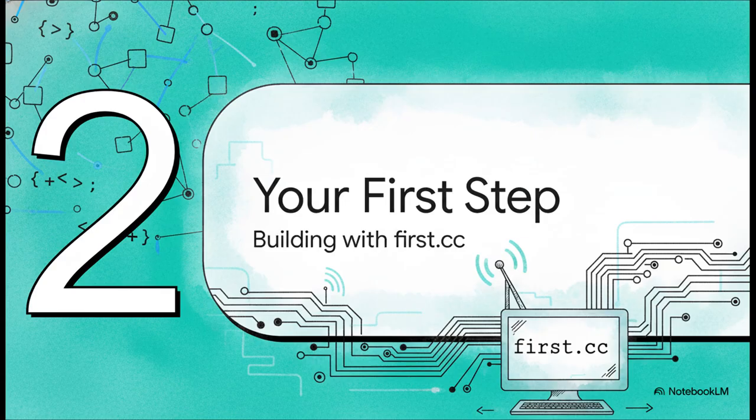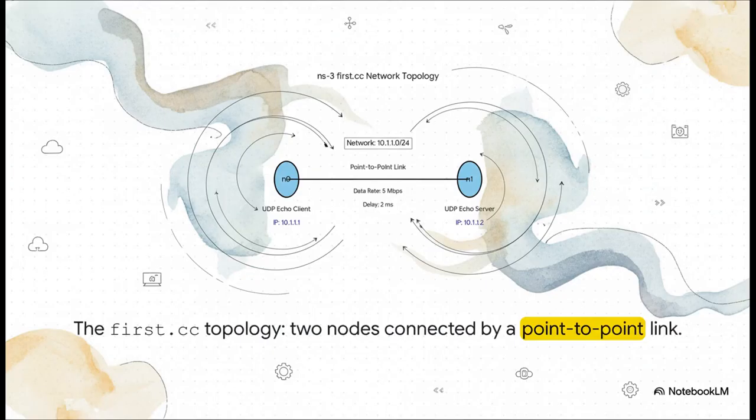This is our first major milestone, and we're going to use the hello world of NS3, a script called first.cc. Here it is. This is the network we're about to build. It's as simple as it gets. Just two nodes, we'll call them N0 and N1. Node N0 is going to be our client, and N1 will be the server. And they're connected by a single point-to-point link that has its own data rate and delay.